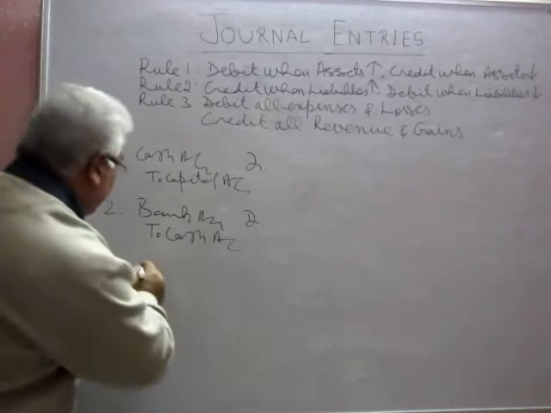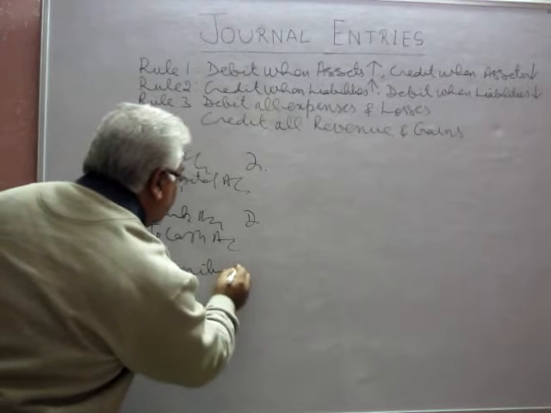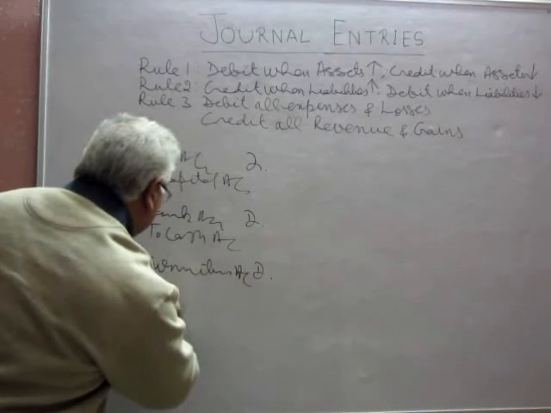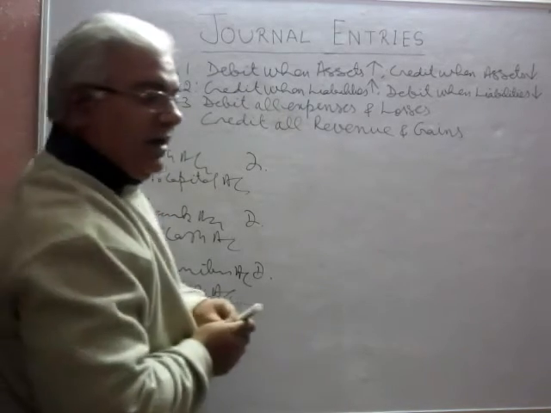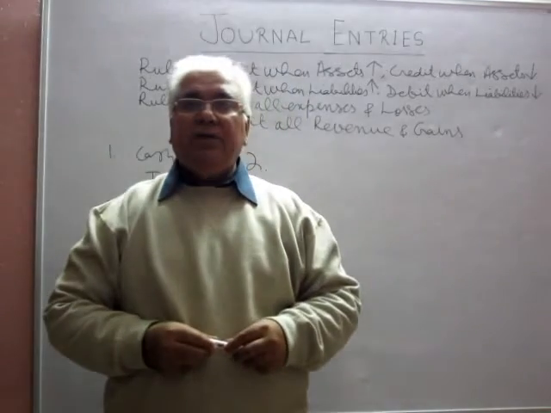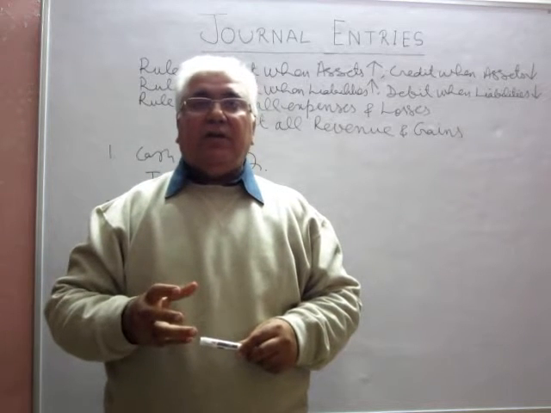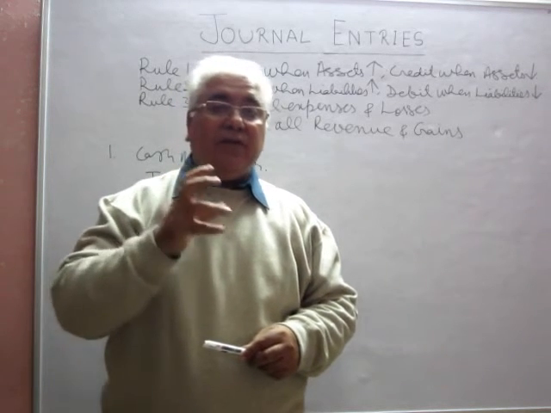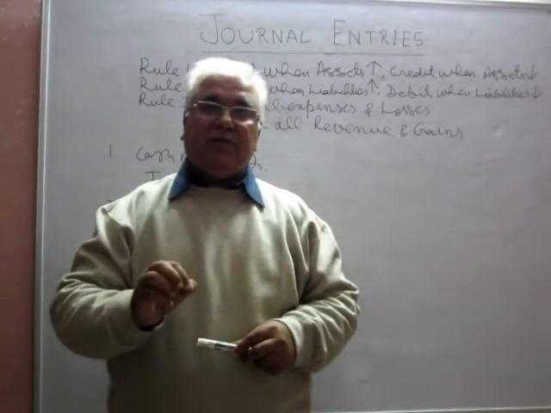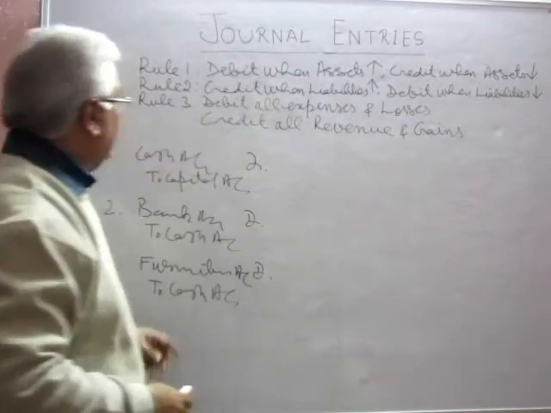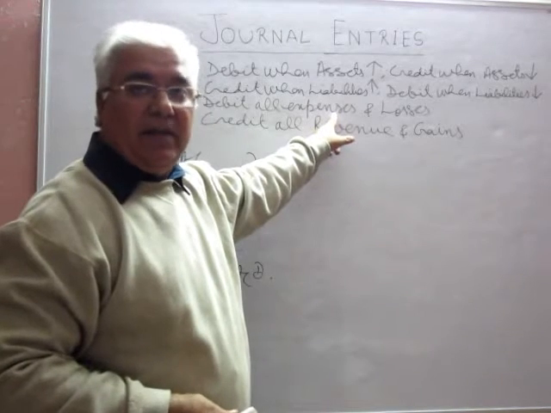So our journal entry in this case will be furniture account debited to cash account. And the next journal entry is about purchasing goods. When we buy goods for our business, that is debited to purchase account, and purchase account is an expense account, and the rule for expenses is debit all expenses, hence purchase account will be debited.